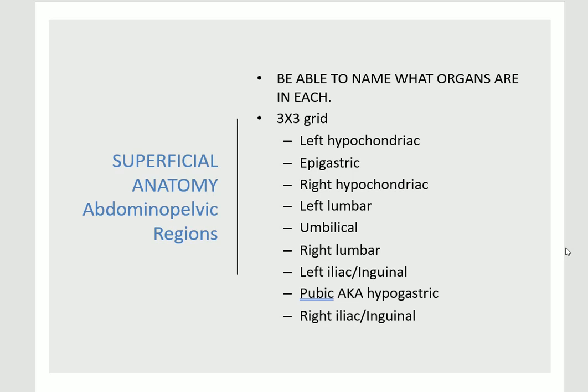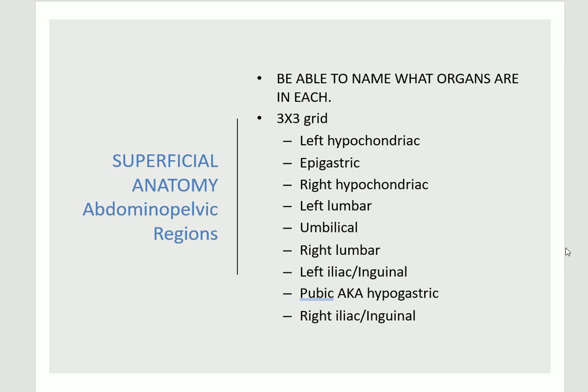Moving on to regions and quadrants of the body. So this is a 3x3 grid of the abdominal pelvic region, and there are 9 of these. Again, remember, no patient left, no patient right. This is the easiest to mess up. So pay close attention to detail and please understand the difference.